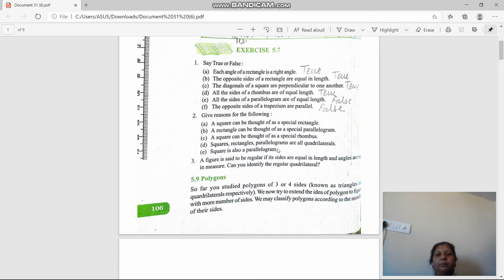Squares, rectangles, parallelograms are quadrilaterals. Of course, because squares, rectangles, parallelograms have 4 sides, 4 angles and 4 vertices. Then square is also a parallelogram. Of course, because in a square opposite sides are parallel. That's why it is a parallelogram. Did you understand quadrilaterals completely? Okay. Now we will start our new topic, that is polygon.